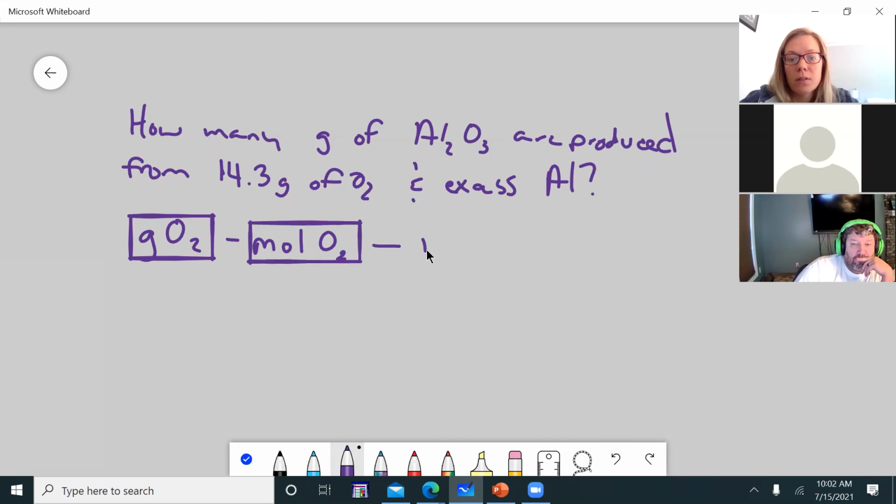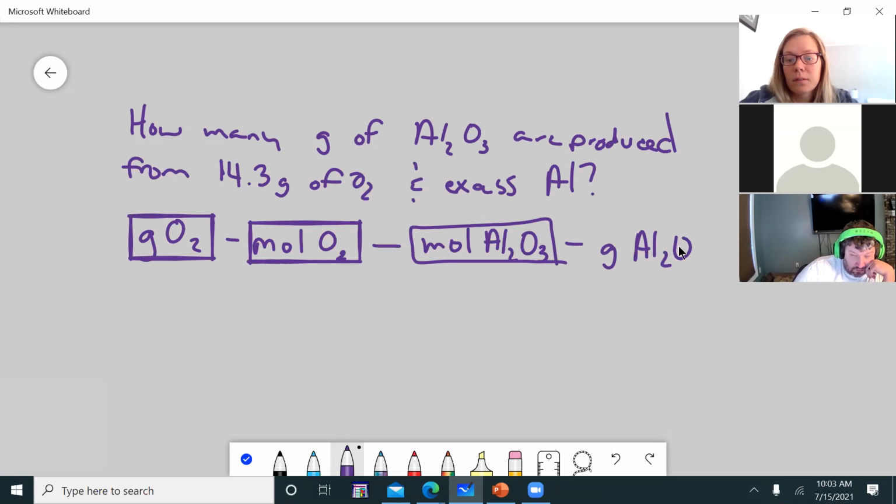Moles of O2 into moles of the product, and then moles of the product into grams of the product. Now, how do we get from grams of O2 into moles of O2? We need to use the molar mass of O2, but it's O2, so it's 2 oxygens. It's a diatomic. So the mass is not 16, it's 32 grams per mole.